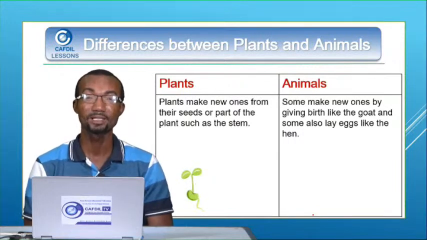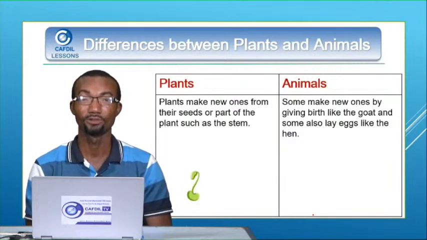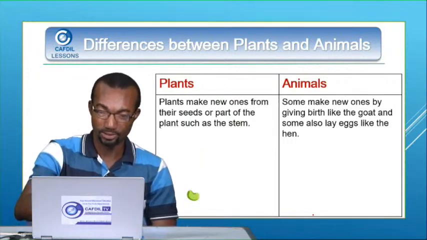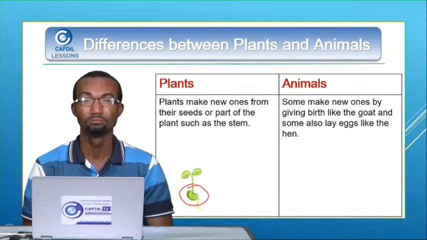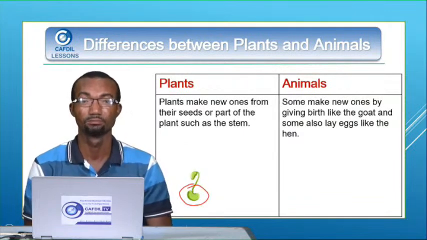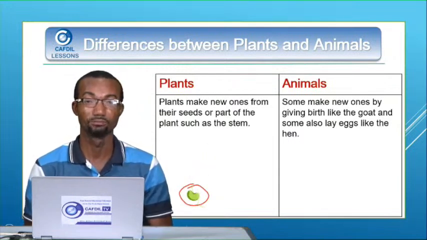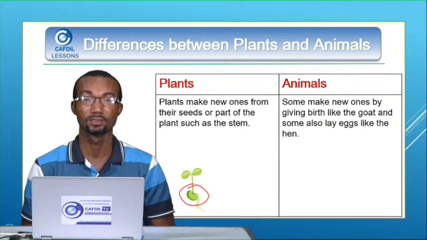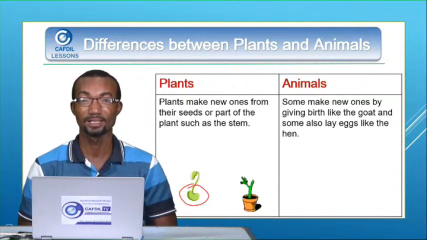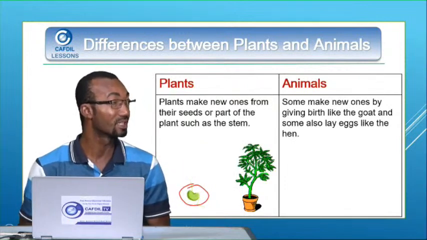The next one is that plants make new ones from their seeds or parts of the plant, such as the stem. So when you see that there is a bean seed, and the seed, when you put it in the ground, will germinate. As you see on the screen, it will germinate into a big tree. So plants make new ones from their seeds or some parts of the plant, such as the stem. So you see a stem fixed in a pot of soil, and then you see it growing.